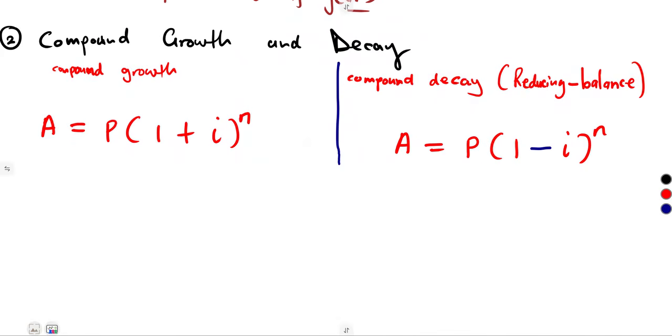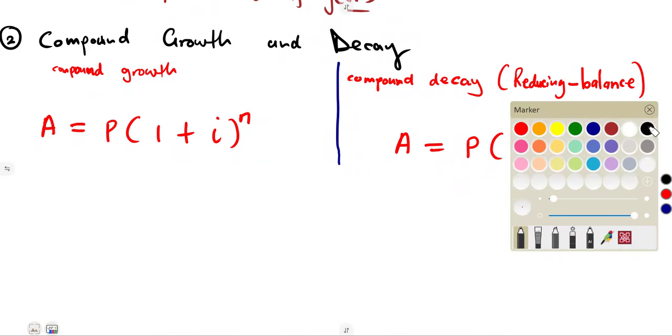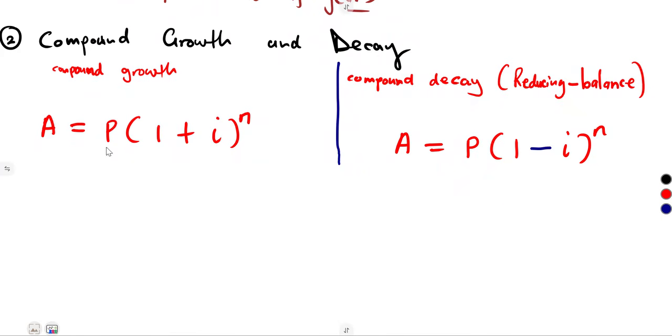For those who want to make P the subject of the formula directly, we can divide by the bracket. So P is going to be A over this bracket, which is 1 plus i to the exponent of n.